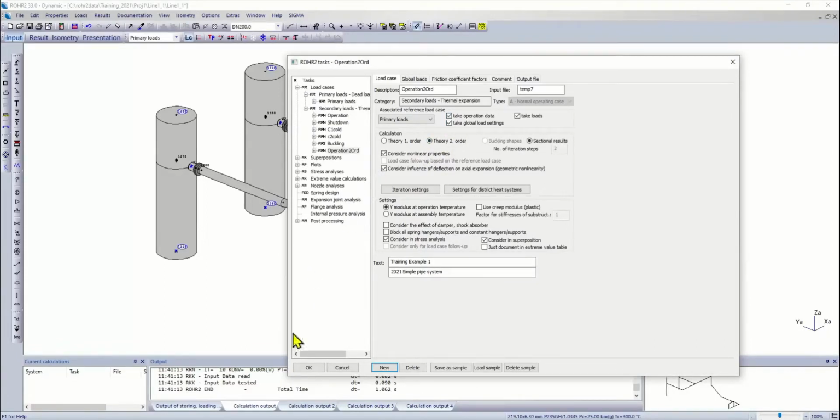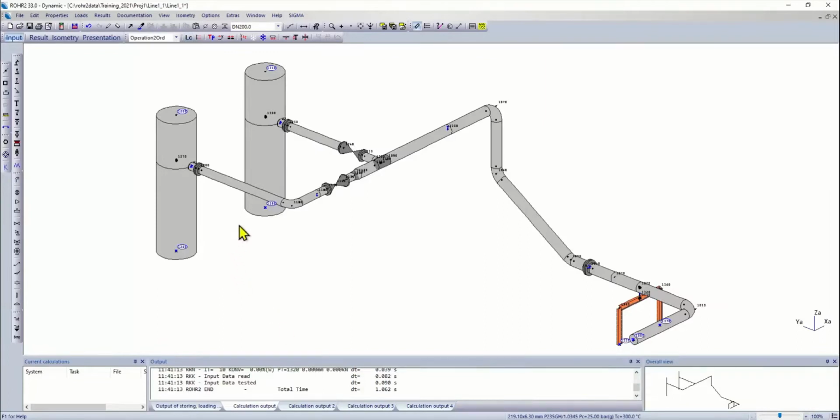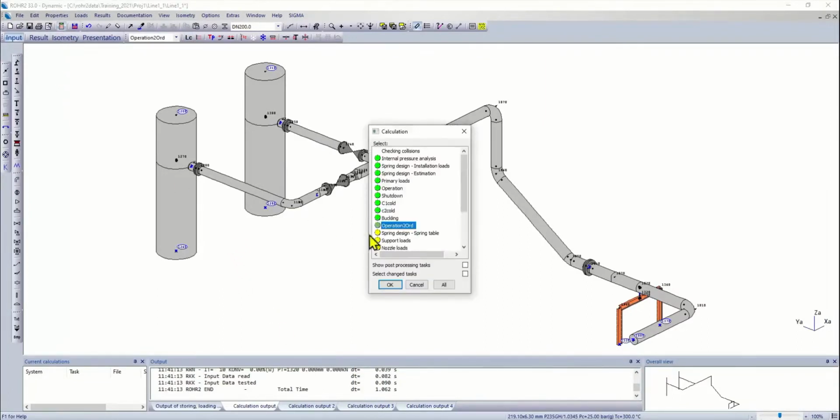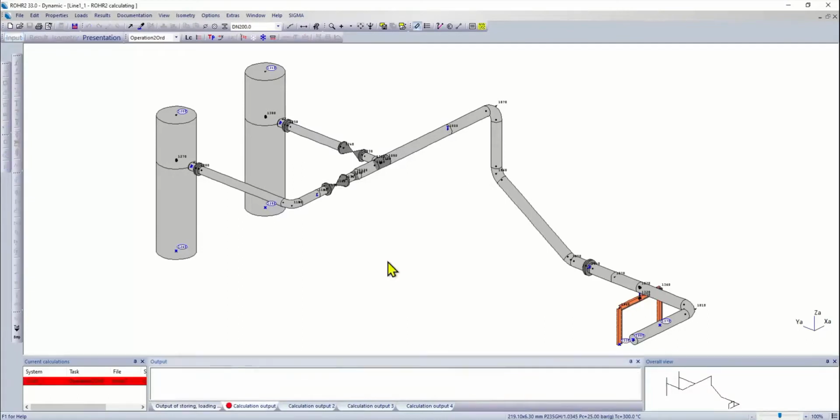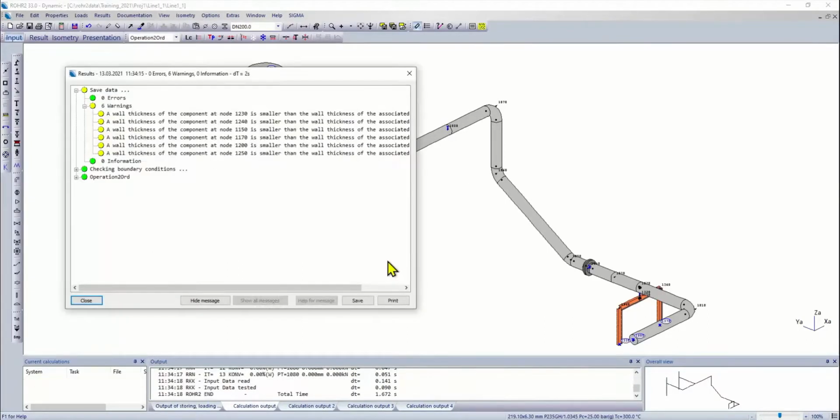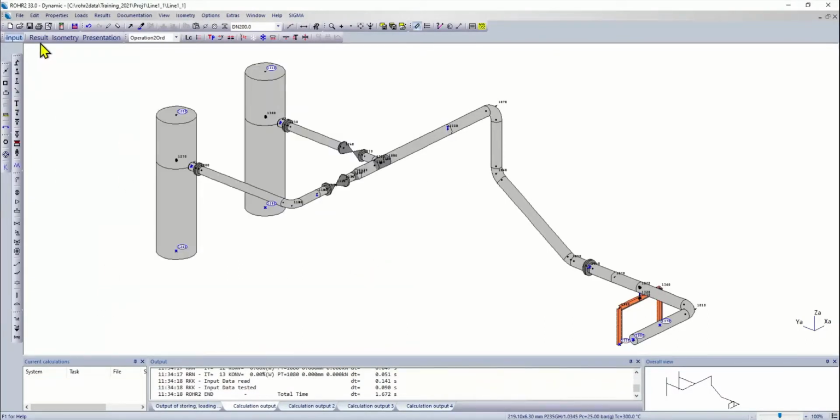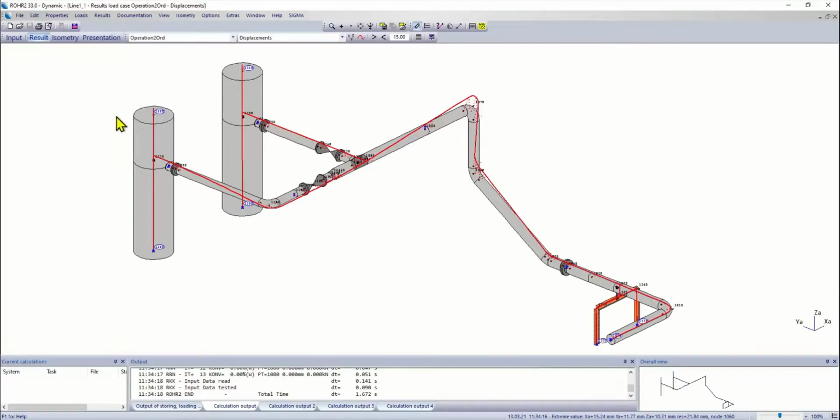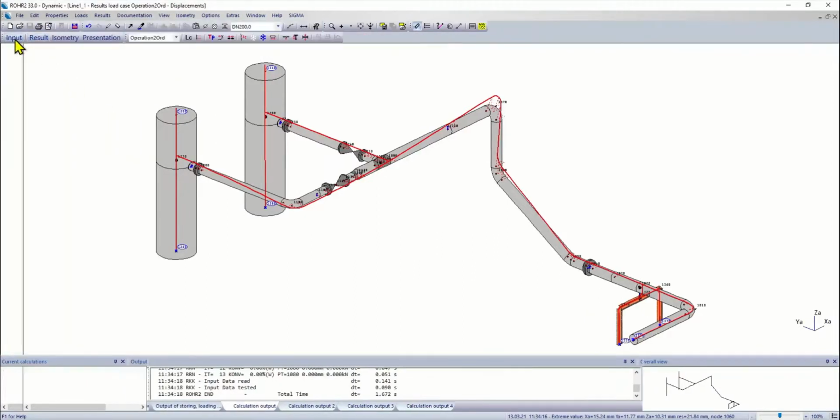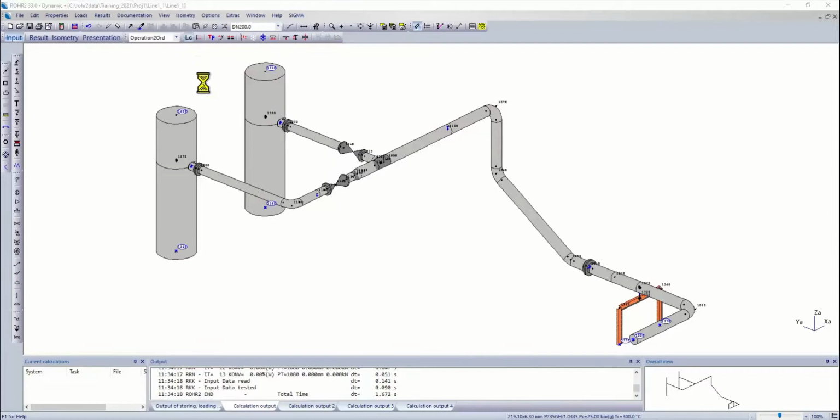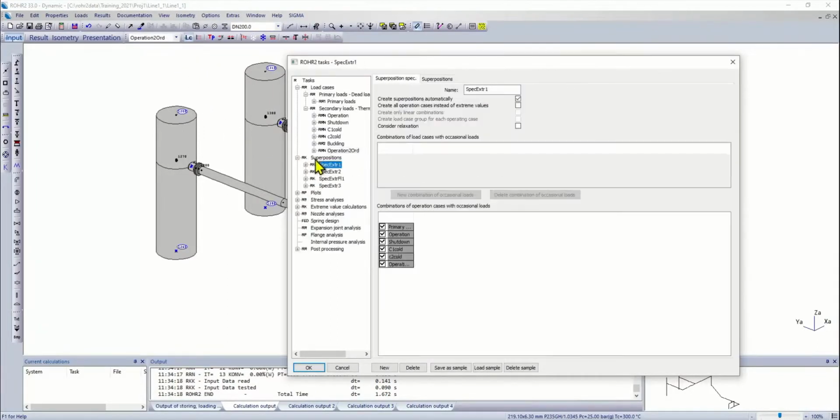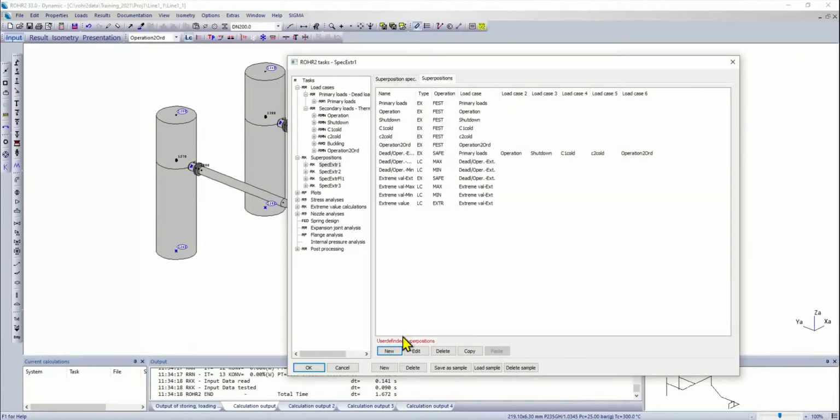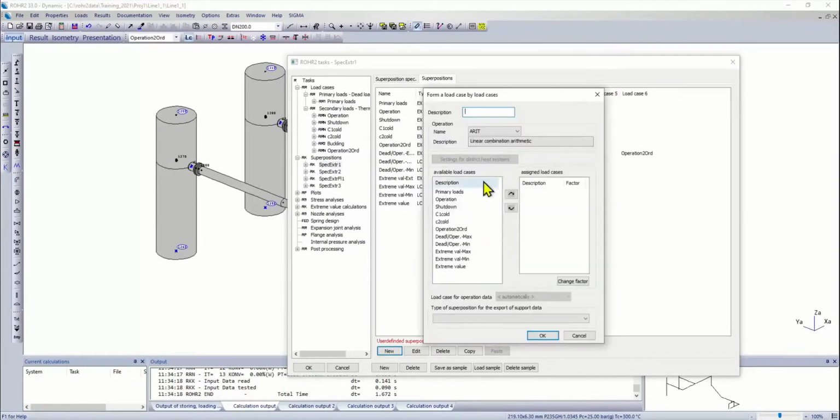And now when I run the calculation and check the results for this new load case, we can actually see no difference in a qualitative way between the operating case and the operating non-linear case. So let's try to quantify it a bit more. I will go to the superposition tab, switch on the manual superposition, and now I create the difference between those load cases.